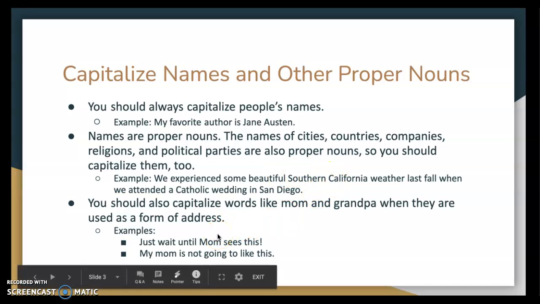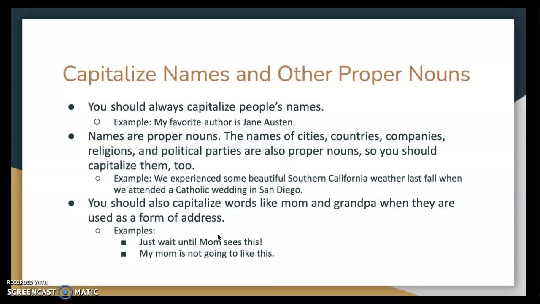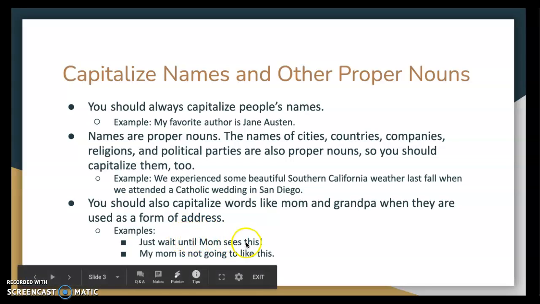Next, you should also capitalize words like Mom and Grandpa when they're used as a form of address. Example: Just wait until Mom sees this. But that's when you should capitalize Mom. The second one's when you should not capitalize mom, which is where you say, my mom is not going to like this.